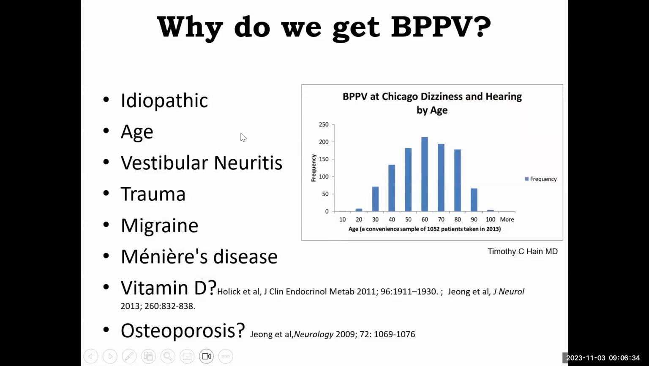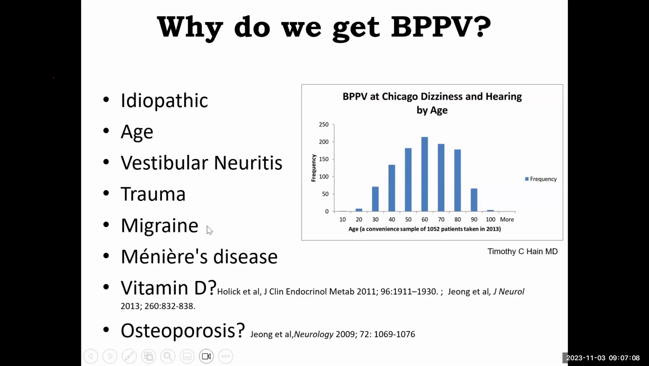We get BPPV because of degeneration of the otolithic membrane and release of these otoconia at a rate that is faster than that which they can be absorbed. So there are many cases which we believe are completely idiopathic. There is some increase in incidence with age. After a vestibular neuritis, especially a superior vestibular neuritis, will have a secondary BPPV because of the release of otoliths. And we see these cases rather clearly.